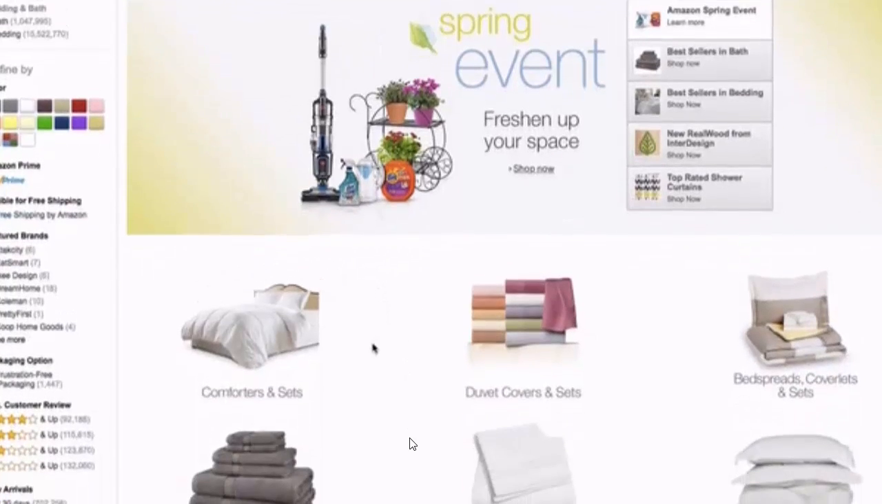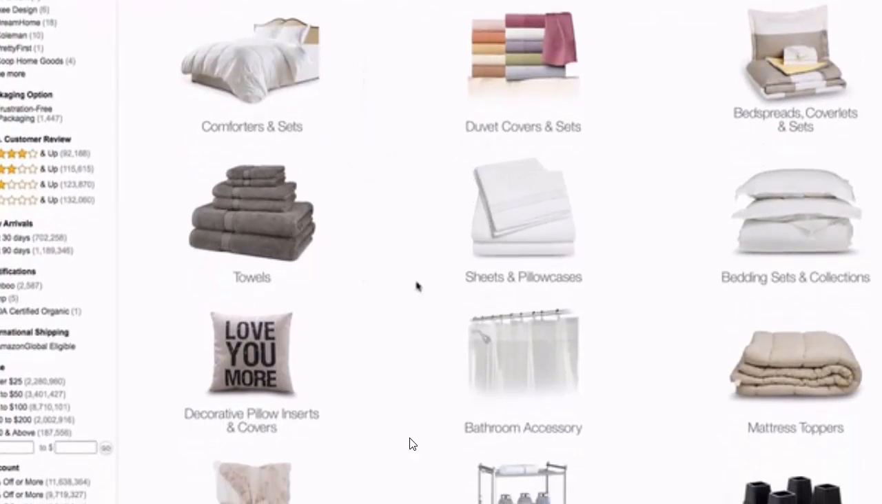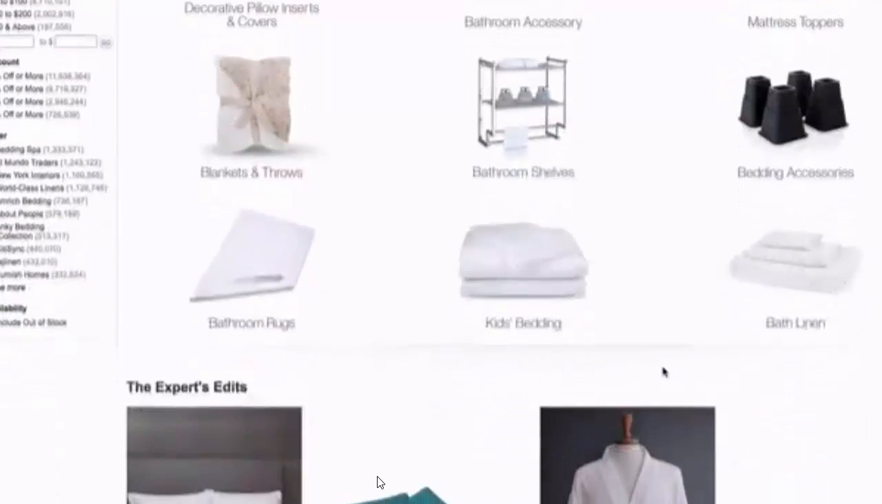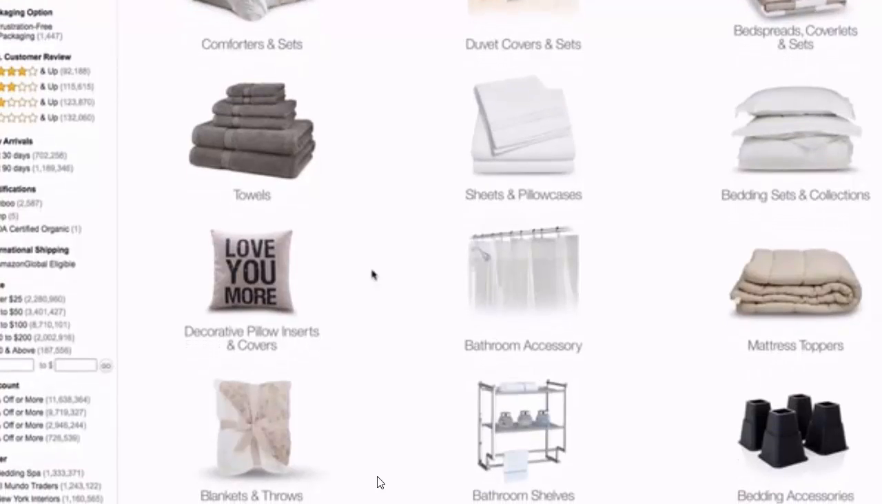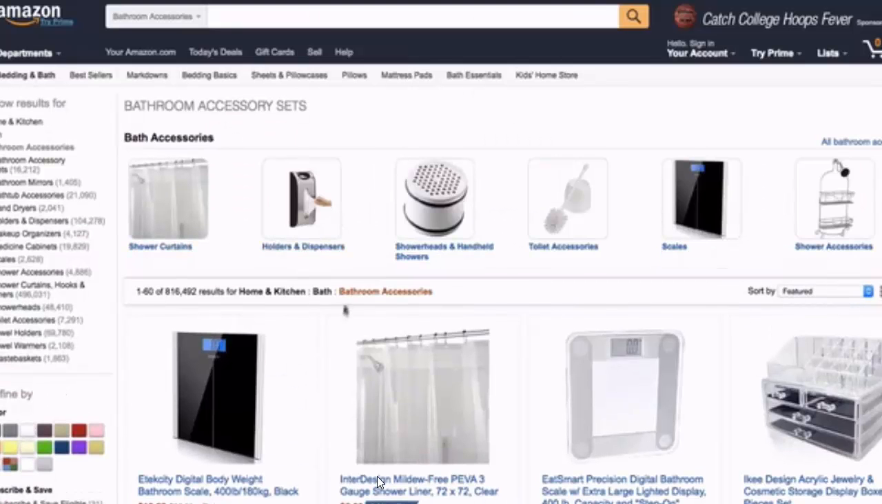From here, we can take a look at all the different subcategories within bedding and bath. So comforter sets, duvet covers and sets, sheets and pillows, mattress toppers, bathroom shelves, bedding accessories, and so on. So there's quite a few options here, and I just mentioned a couple. Why don't we take a little bit of a closer look at certain things, like bathroom accessories. This could be a good one because I suspect there are items that have a pretty wide range of prices and a wide range of items. So we have shower curtains, which I would guess are not super expensive, but I'm not 100% sure. You have holders and dispensers that you would use in the bathroom, shower heads and handheld showers. Now that sounds intriguing to me. I bet that could be a profitable one.